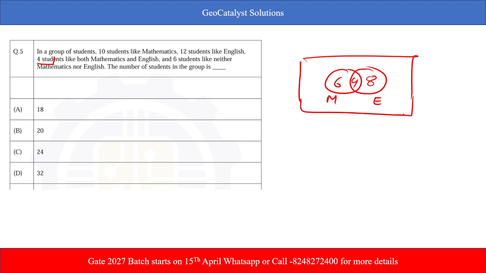Okay. Now, 6 students like neither math nor English. So 6 students will be somewhere here. Okay, this whole box other than this. So how many students are there? 6 plus 6 plus 4 plus 8. So 12 plus 12, 24. So the answer will be 24.